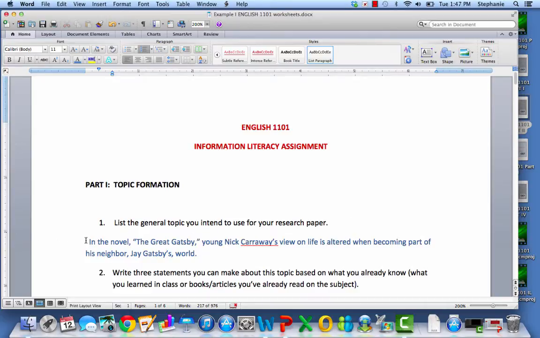That's right here. In the novel The Great Gatsby, young Nick Carraway's view on life is altered when becoming part of his neighbor Jay Gatsby's world. I'm just starting out with that, but depending upon the literature I find, I may want to narrow it down a little bit more.